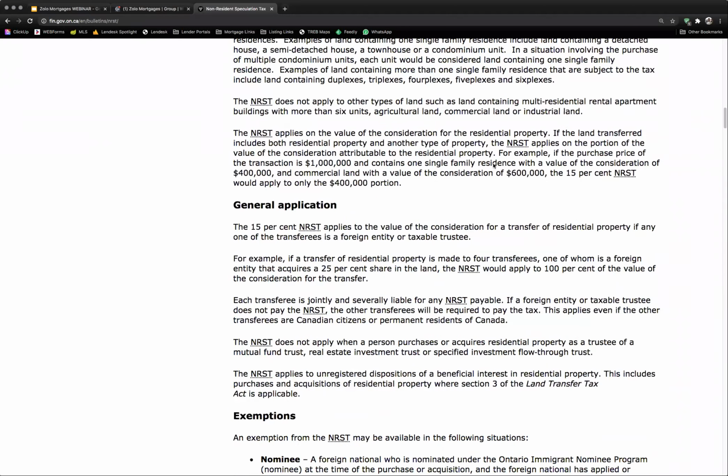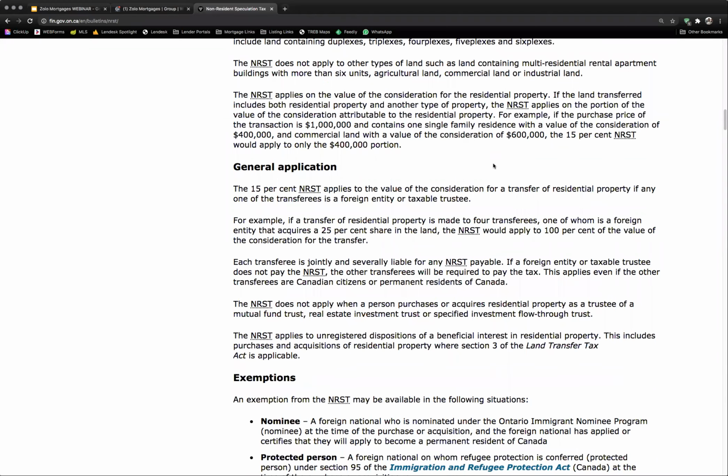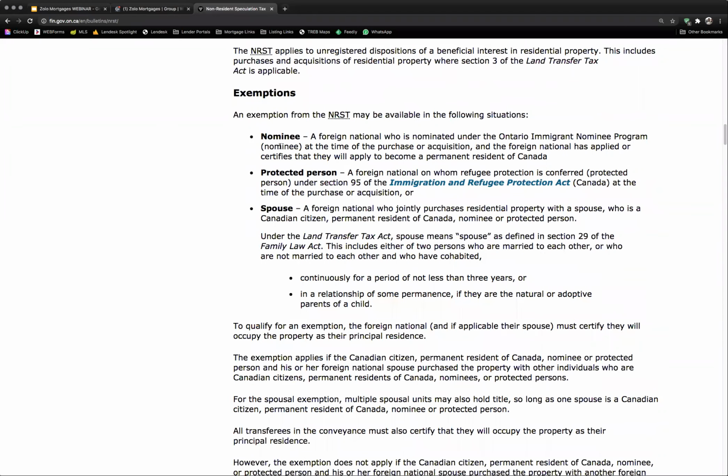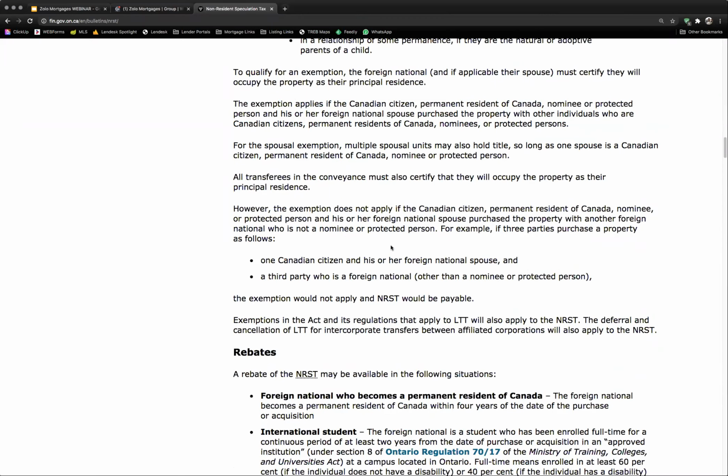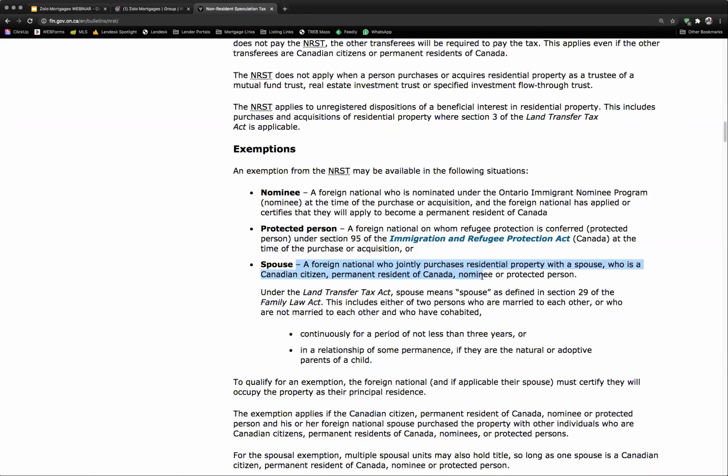I'm trying to find that wording, but I can't. There are some exemptions as well. So based on the client status, we'll be able to qualify them. If, let's say, they are a spouse of a Canadian citizen, they are not subject to NRST.